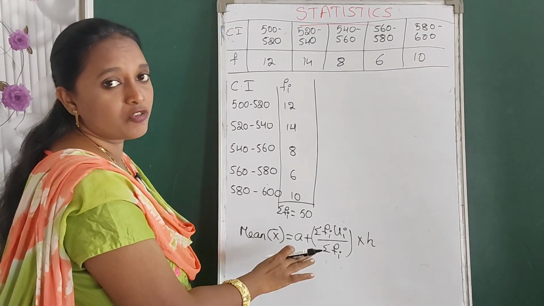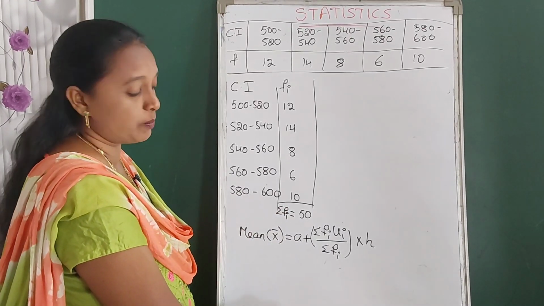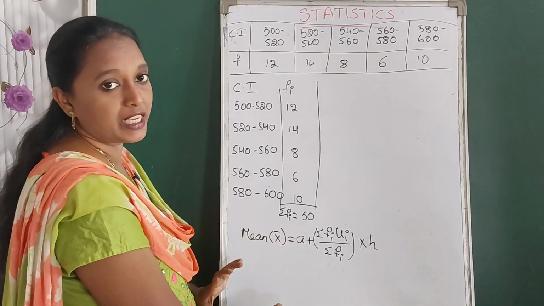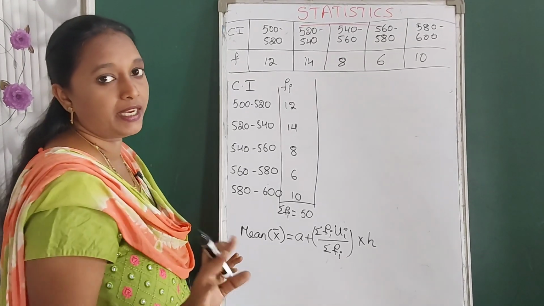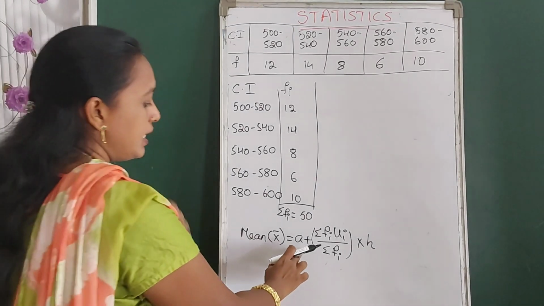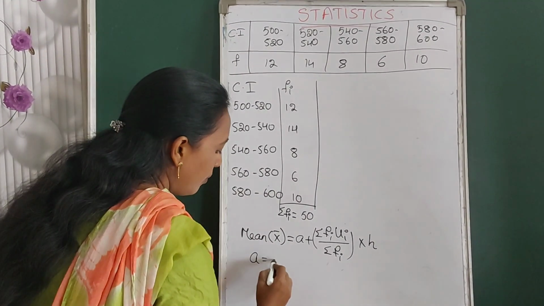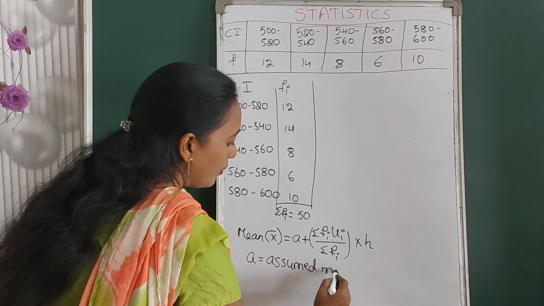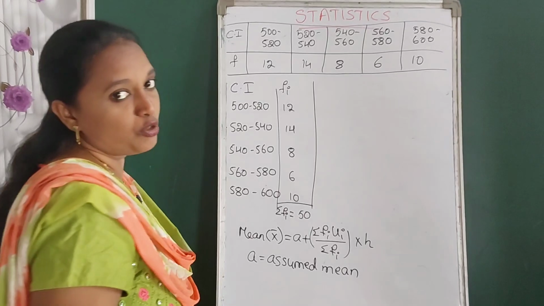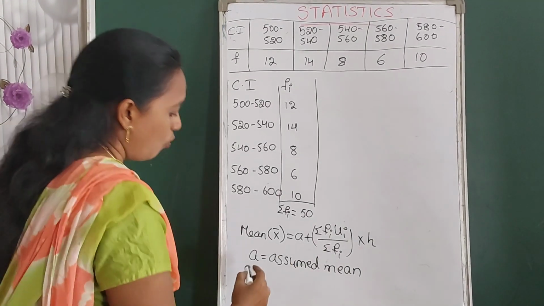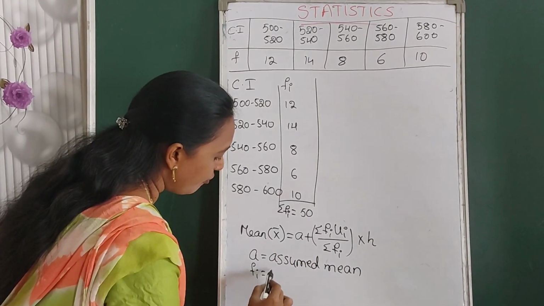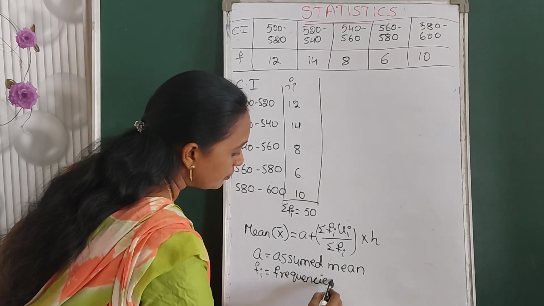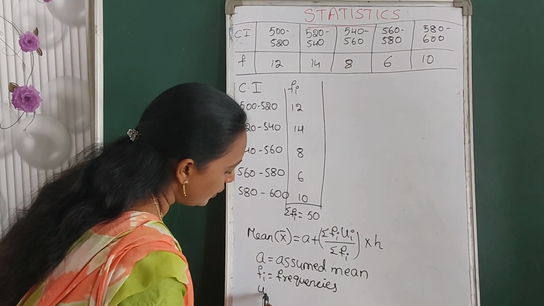Immediately after writing this formula, you have to explain the terms. For writing the formula and for explaining the terms, you will be getting 4 marks. So what is A here? Here my A is nothing but assumed mean. Next, what is Fi? Fi's are nothing but frequencies. Next, what is Ui?